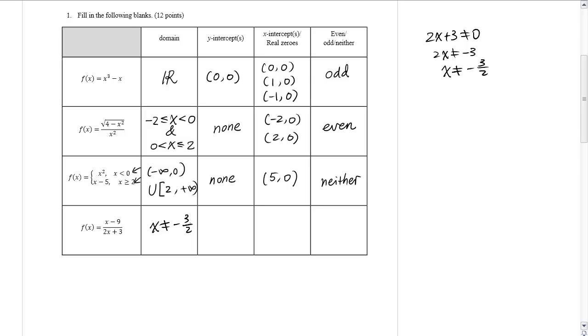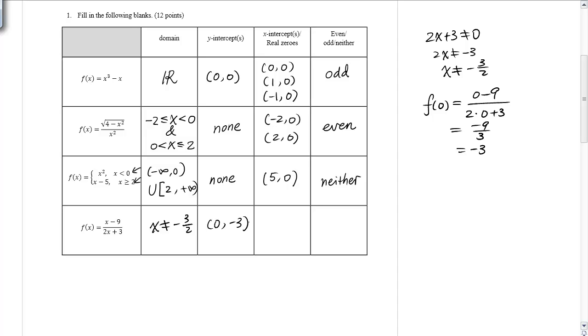And to determine the y-intercept, again, plug in when x equals 0. So f(0) equals 0 minus 9 divided by 2 times 0 plus 3, which equals negative 9 divided by 3, and that is negative 3. Therefore, the y-intercept is (0, negative 3).